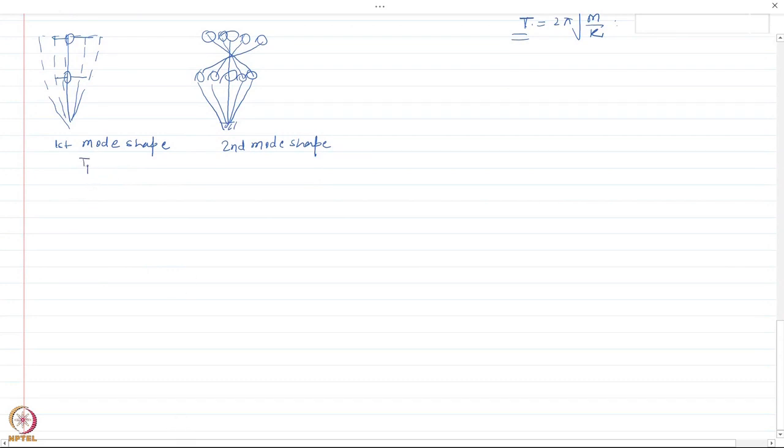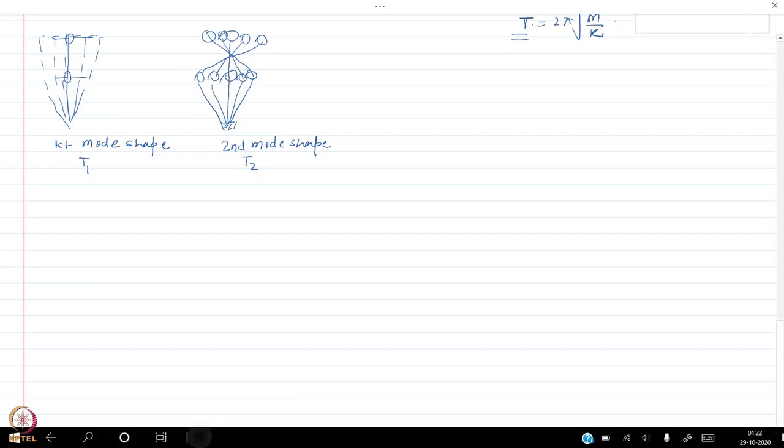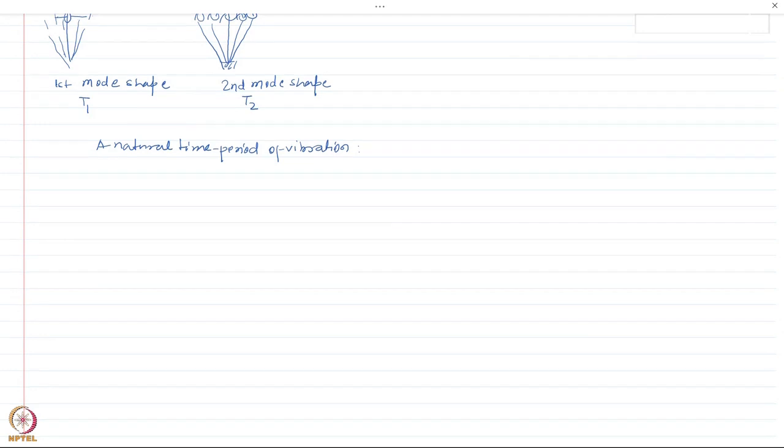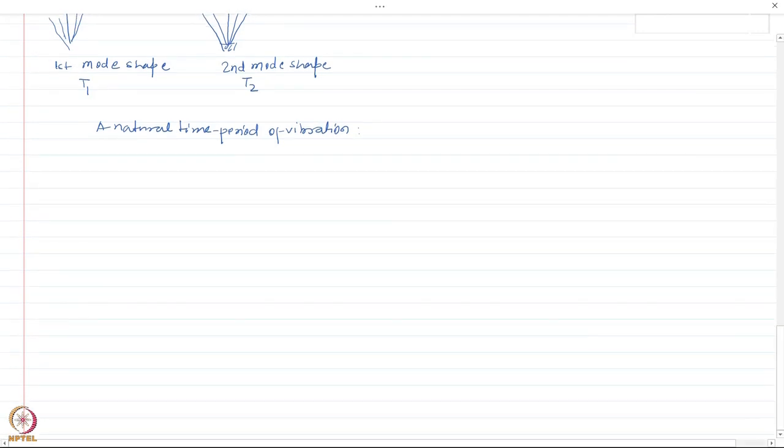So let us say I have T1 here for the first mode shape, and T2 here for the second mode shape. The natural time period of vibration is basically the time taken to complete one cycle of vibration in a particular mode. So T1, T2, T3, like that for a multi-degree of freedom system. Now, as we have previously studied, this relationship still holds, that Tn would be 2π by ωn, and frequency would be 1 by Tn.